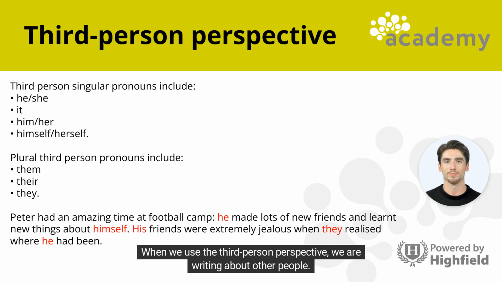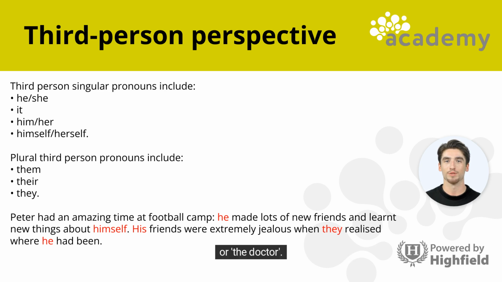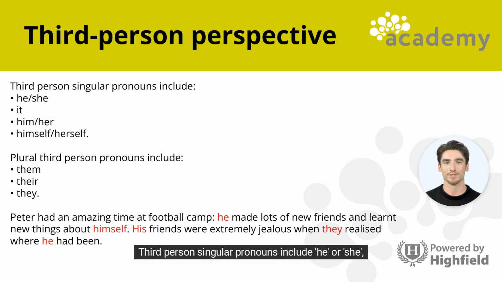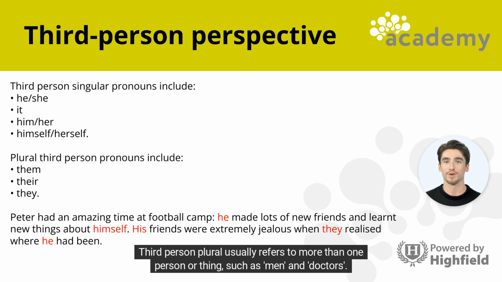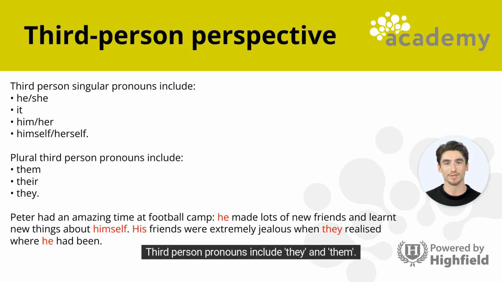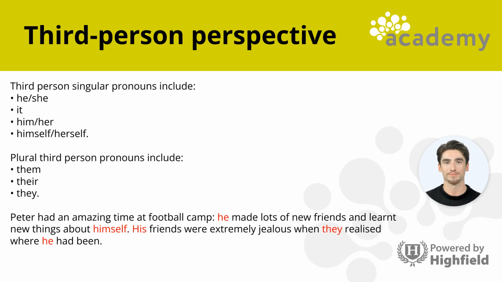When we use the third-person perspective, we are writing about other people. Third-person singular refers to one person or thing, such as man, or the doctor. Third-person singular pronouns include he or she, himself or herself, and it. Third-person plural usually refers to more than one person or thing, such as men and doctors. Third-person pronouns include they and them.